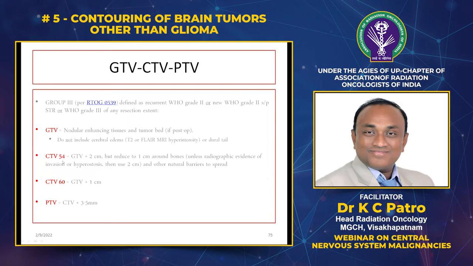CTV 54 in group 2 and group 3 is GTV plus 2 cm, but reduce to 1 cm around the bone unless there is a hyperostosis. If there is a hyperostosis, then use 2 cm and constrict from other natural barriers. CTV 60 is GTV plus 1 cm. PTV is CTV plus 3 to 5 mm. This is for mostly grade 3. But if it is a grade 2, stop at 54.